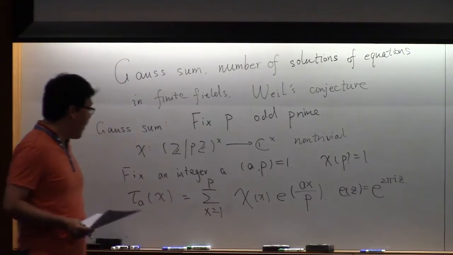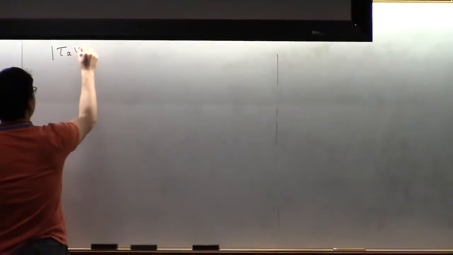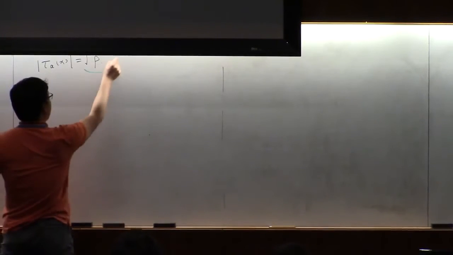This is a complex number, but it has the property that the absolute value of this complex number is square root p. So this is what I want to say for the Gauss sum. So keep this square root p in mind. This is the first thing, the first topic.